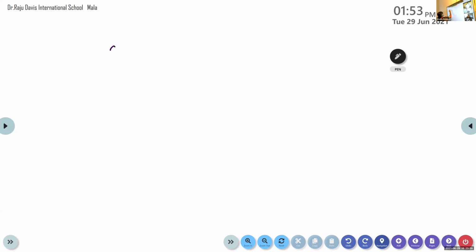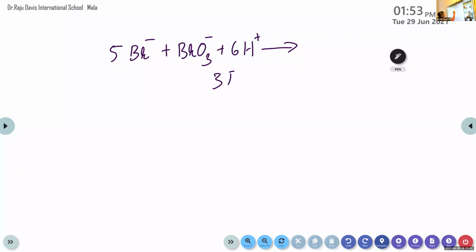So the question is 5Br minus plus BrO3 minus plus 6H plus gives 3Br2 plus 3H2O. Please write the rate of this chemical reaction.